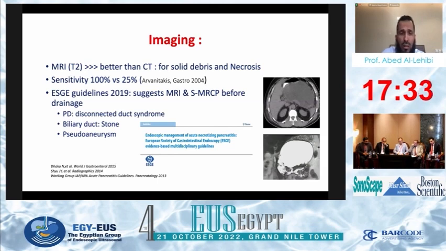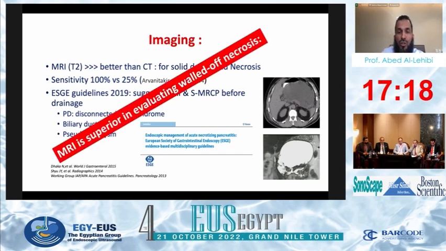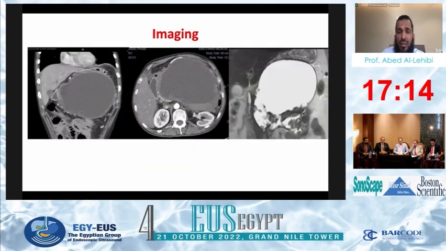Number two, it can tell about disconnected duct syndrome if you use secretin in MRCP, and also the etiology; it can tell about a stone if there's a CBD stone, and pseudoaneurysm. If you have a pseudoaneurysm, they recommend to manage the pseudoaneurysm first, and then you can drain your patient. So MRI, MRCP is very preferable before you consider any kind of drainage.